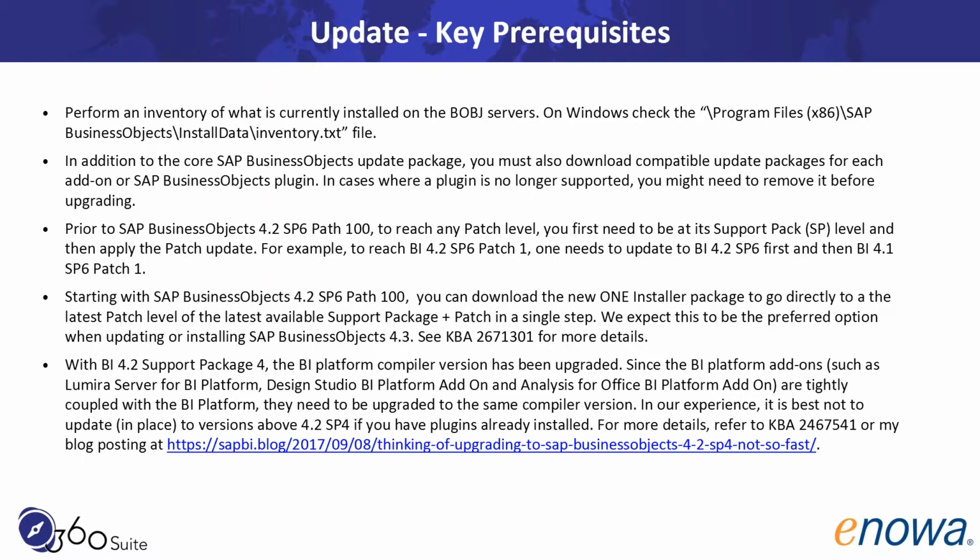All right, so let's get technical for a second. What are some prerequisites that we need to do before we do an in-place upgrade? First of all, maybe you already know this, but there is an inventory.txt file that you can get to on Windows, especially, that has a history of everything you've ever installed. So take a look at that. Make sure you do an inventory of your inventory.txt file, because that will list out all the plugins, all the versions, patches, etc., that you've installed. So that's a good place to start.